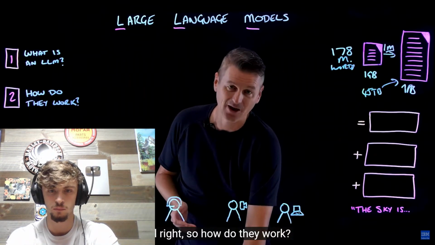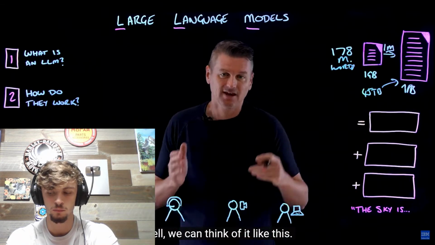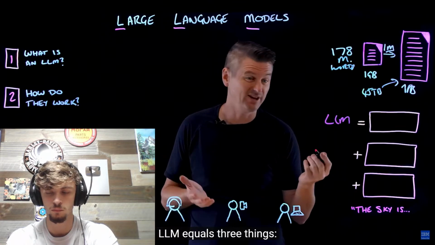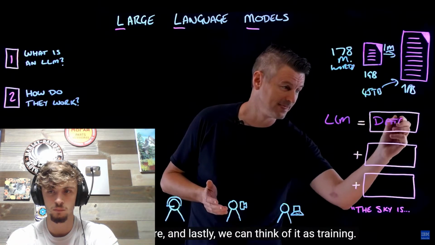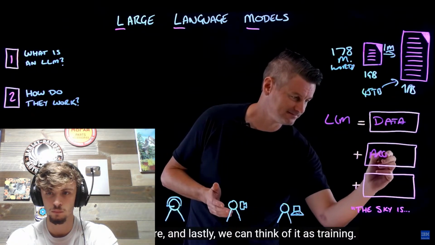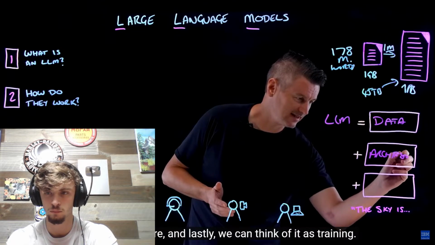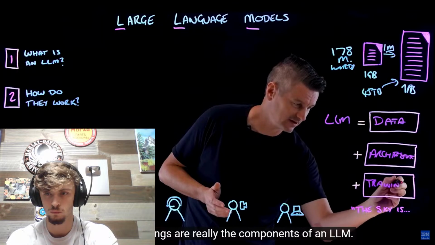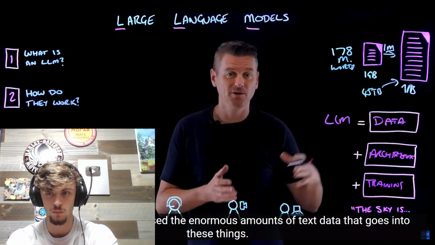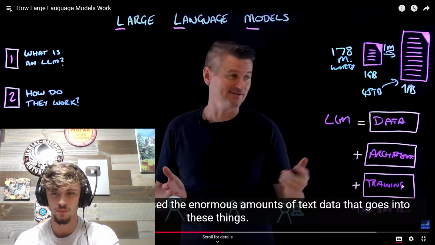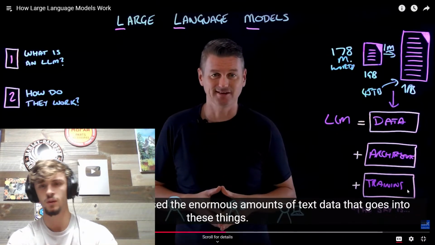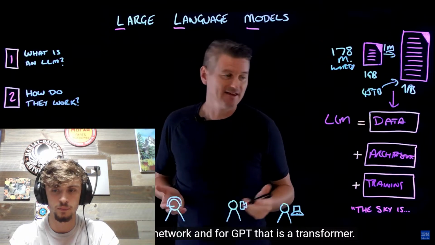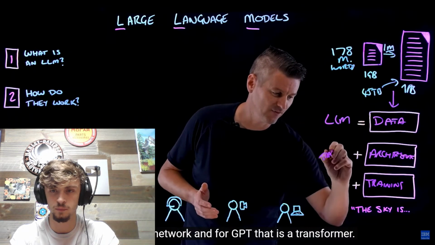All right, so how do they work? Well, we can think of it like this. LLM equals three things: data, architecture, and lastly, training. Those three things are really the components of an LLM. Now, we've already discussed the enormous amounts of text data that goes into these things. As for the architecture, this is a neural network, and for GPT, that is a transformer.